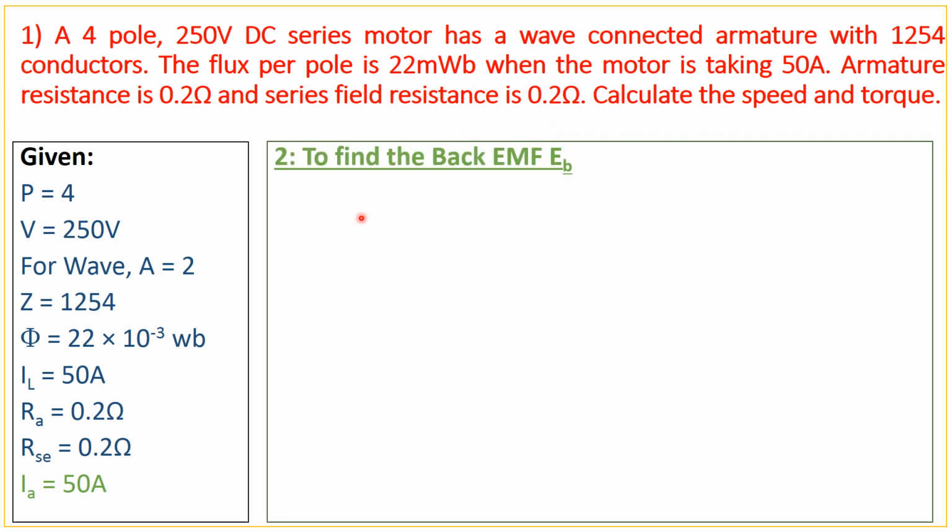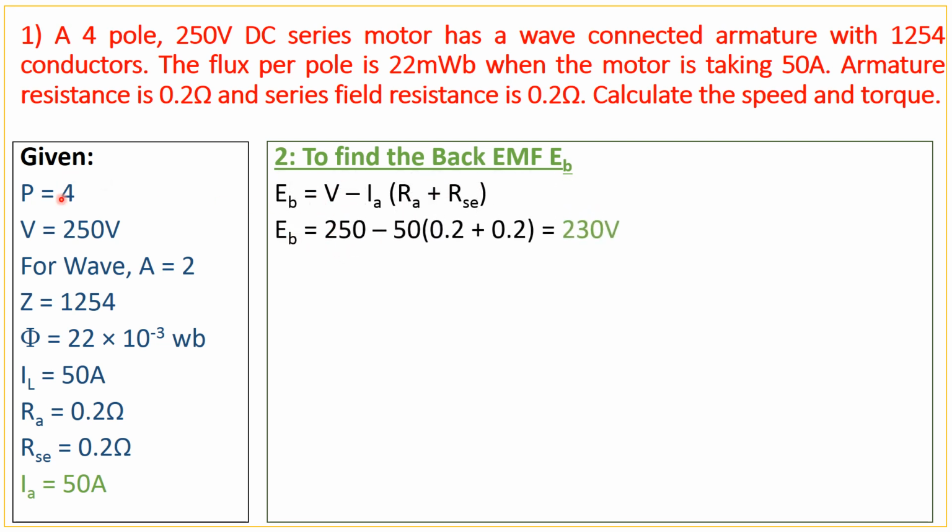Next is to find the back EMF EB. So here EB is equal to V minus IA into (RA plus RSE). So this is the extra term in the series motor. Remember this one change. So EB is equal to V is now 250, IA is found to be 50, RA and RSE are given as 0.2 each. So therefore substitute, you will get back EMF EB as 230 volts.